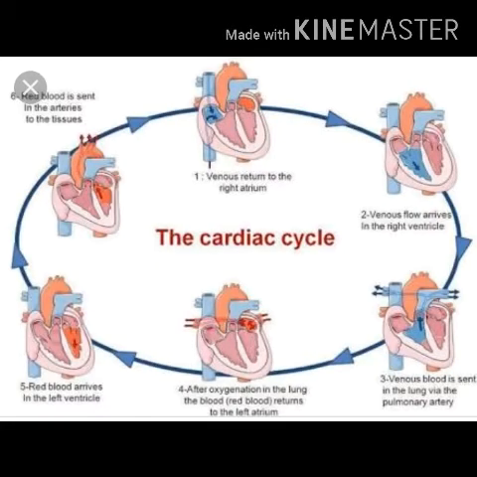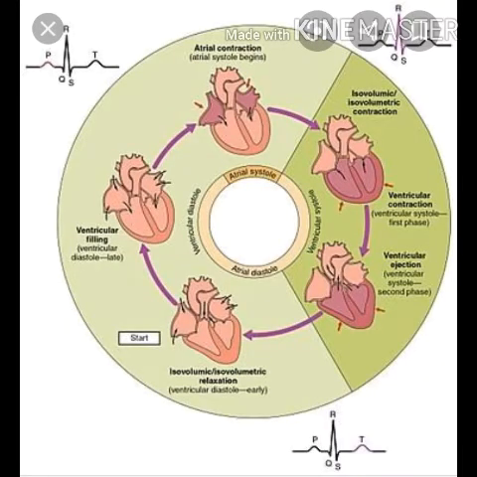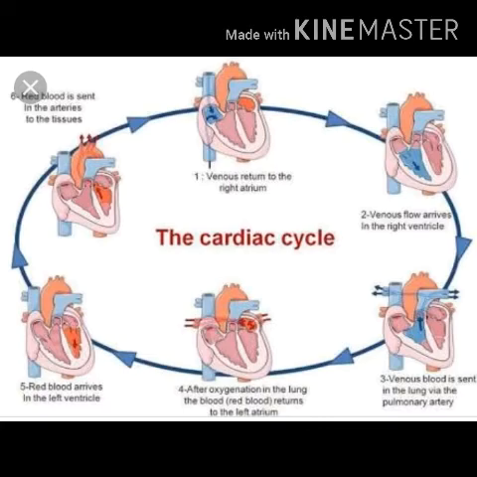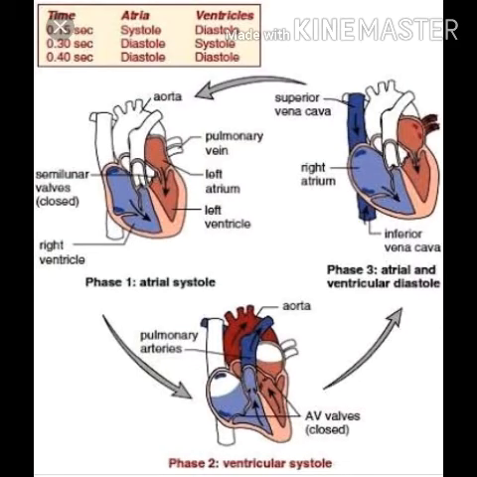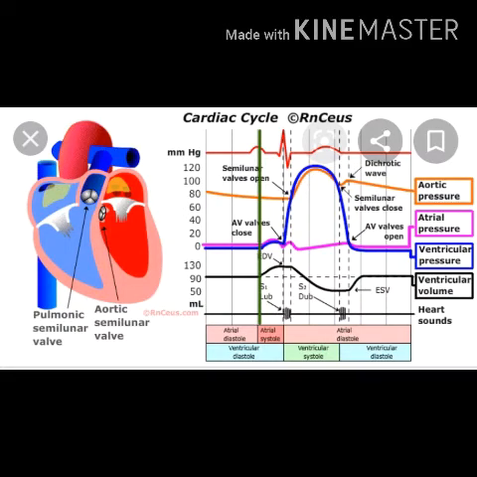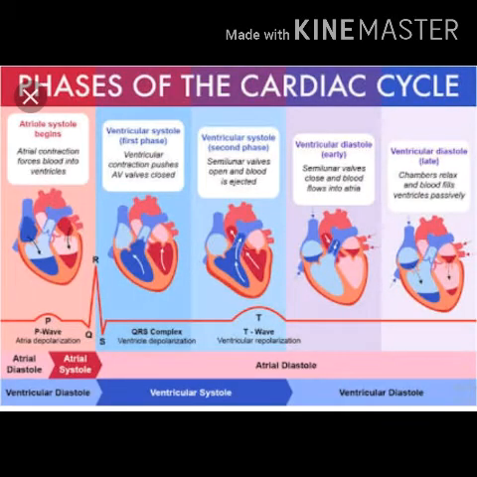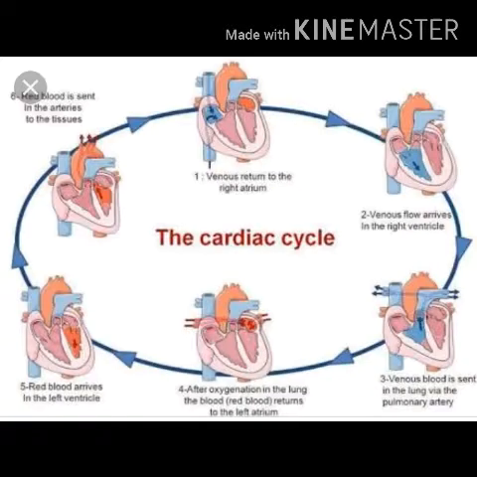The next one is ventricular systole and diastole. Simultaneously with auricular diastole, the ventricles begin to contract, that is ventricular systole. The bicuspid and tricuspid valves close shut to prevent backflow of blood. Pressure increases. As a result, the pulmonary and aortic semilunar valves open to allow the blood to flow into the pulmonary arteries and aorta. Ventricular systole lasts for 0.3 second. As it ends, the semilunar valves close to prevent backflow of blood into the ventricles. So the ventricles now start to relax, that is ventricular diastole.